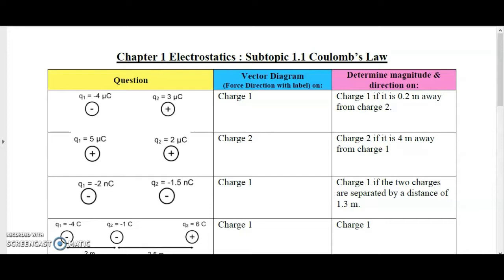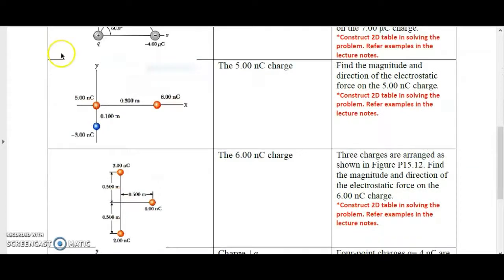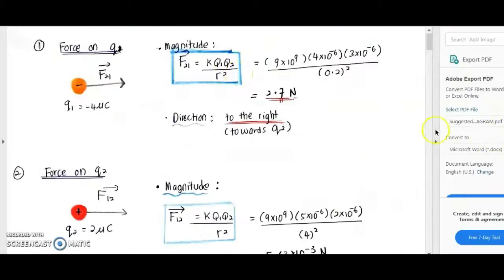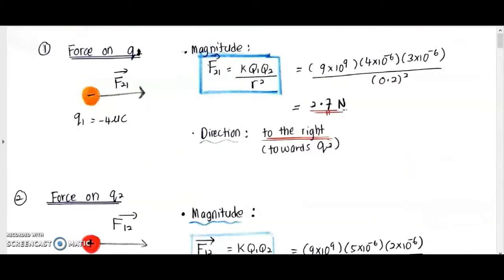So for today's PHYTIPS, I'm going to share a few tips on how to determine resultant magnitude and direction of electrostatic force. For this video, I'm going to use this exercise, okay? So this is the answer scheme for the exercise. So I'm gonna browse through it and then give you some tips as we go along.